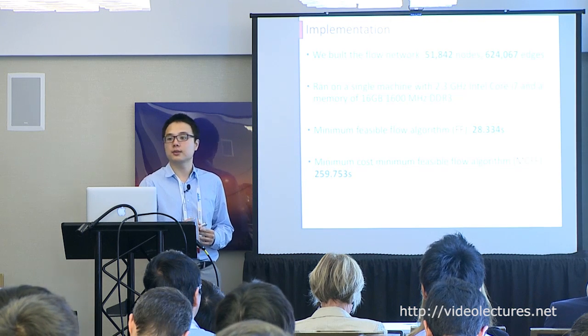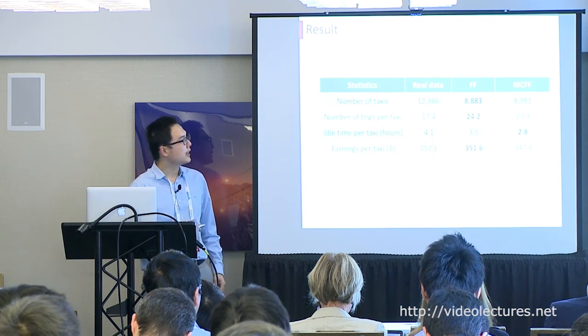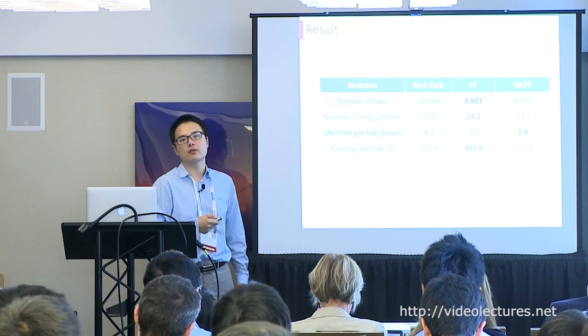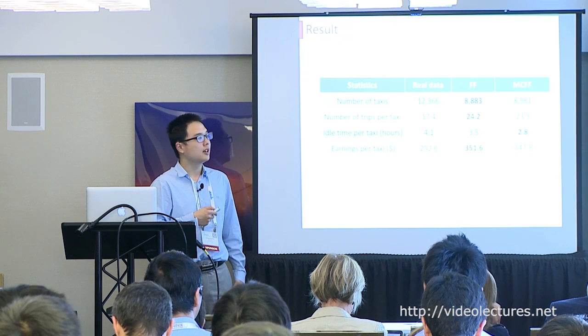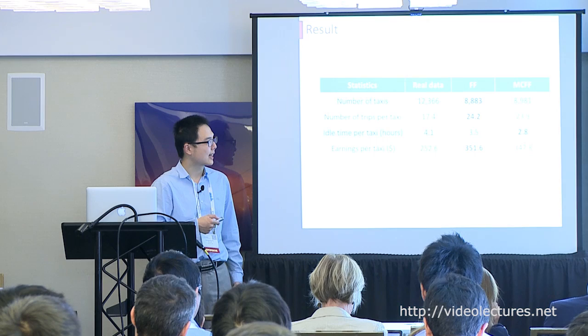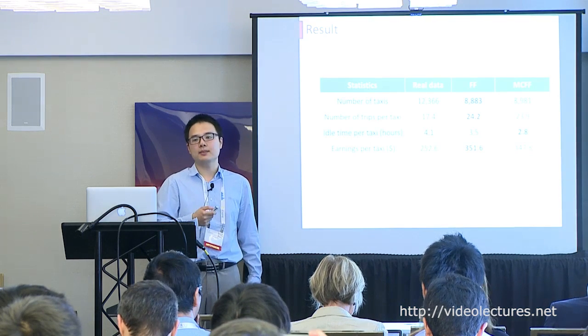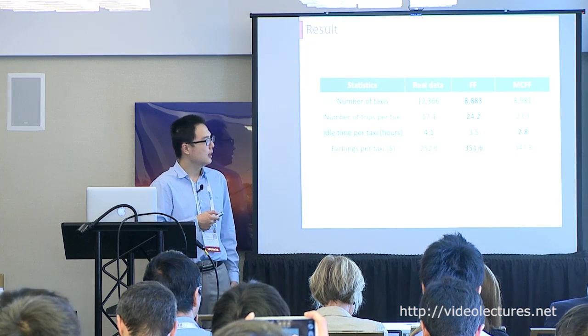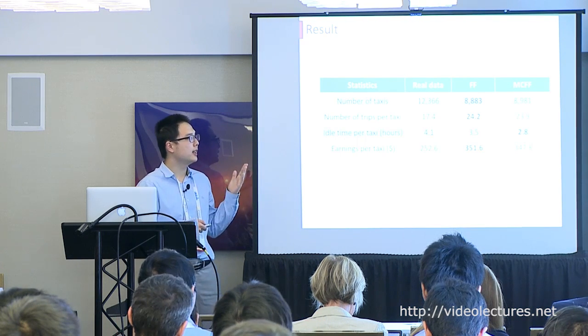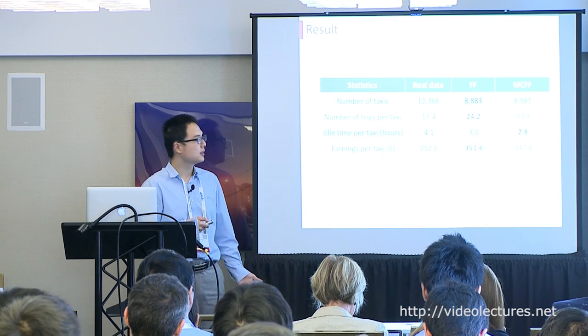Now let's look at the results. So in the real data, more than 12,000 taxis were used to finish those 214,000 trips. However, under the network flow models, we only need to use 8,800 taxis, which is a 28% reduction. And MCFF likewise has 8,900 taxis.